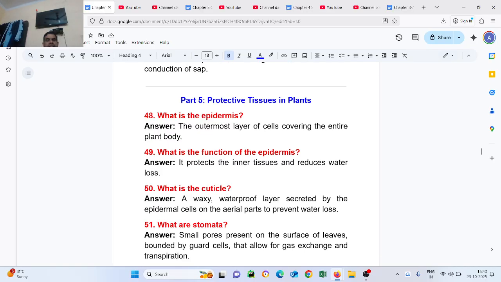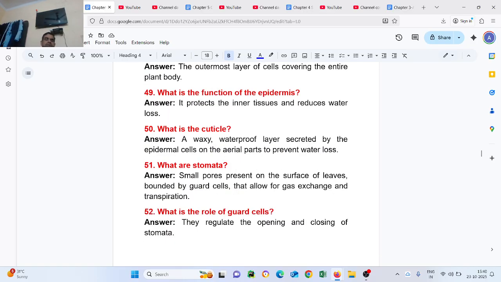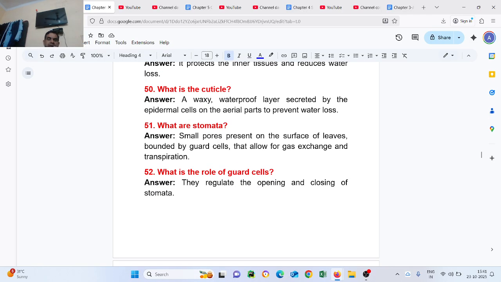Question number 50. What are stomata? Answer: small pores present on the surface of leaf bounded by guard cells that allow for gas exchange and transpiration. What is the role of guard cells? They regulate the opening and closing of stomata.